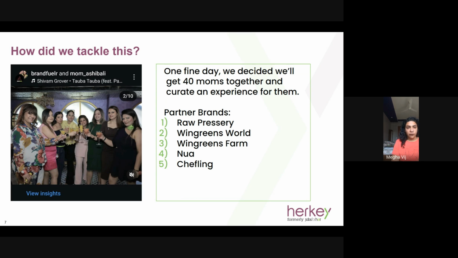We are going to go offline and we are going to lead the show. Now, what that means is, one fine day, we just decided we're going to get 40 mom bloggers together at a venue somewhere in Delhi. And we're going to conceptualize a really cool event, which we are going to call the Mother Summit. We're going to curate an experience for these mothers in partnership with multiple homegrown brands.